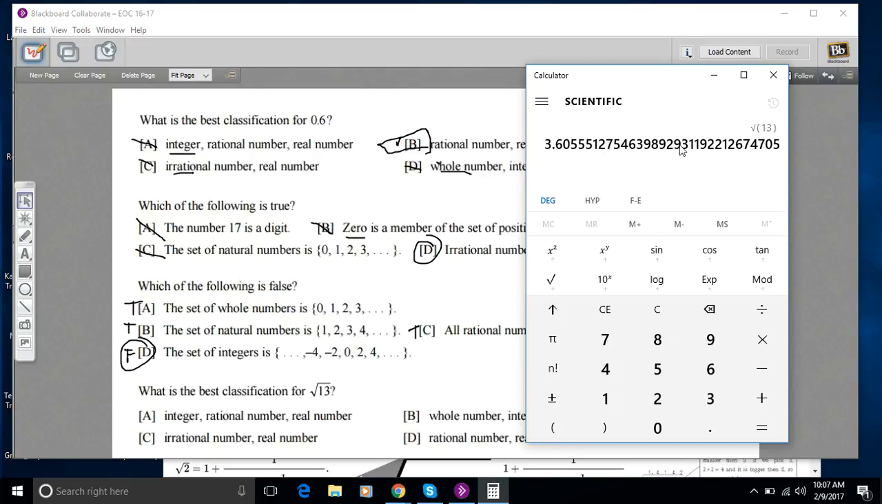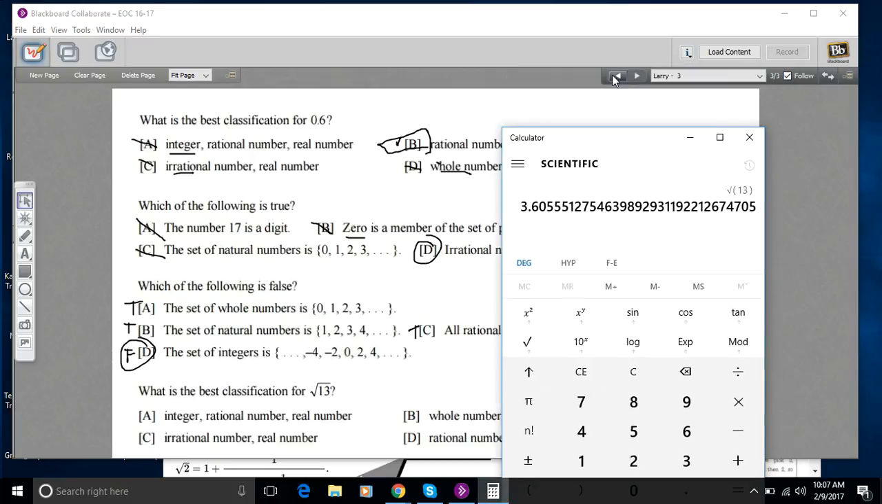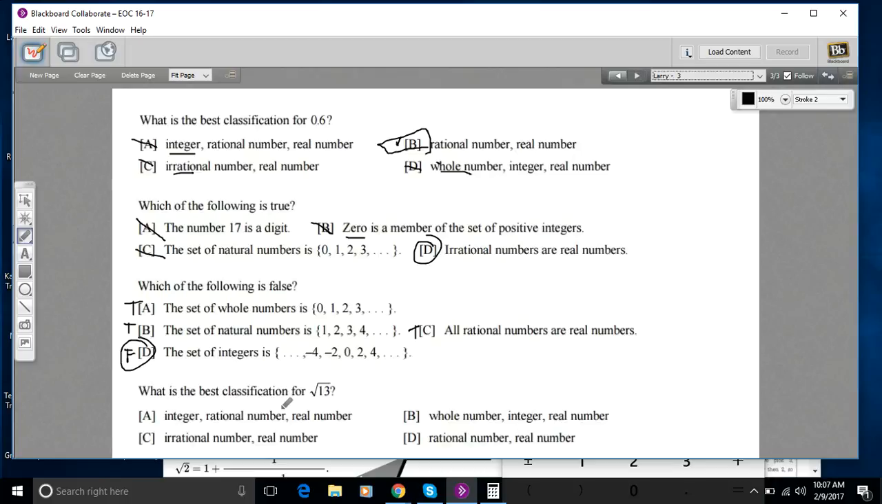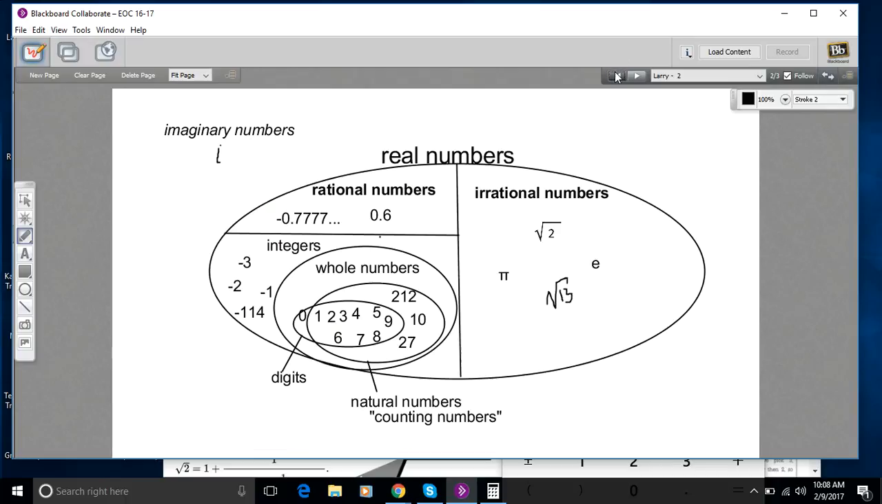3.605551275. So this looks like a number that goes on forever, and I don't see any repeating pattern in here. So this is a non-ending and non-repeating decimal. That is our definition of what an irrational number is. So the square root of 13 fits right here. And let's see, irrational number, real number, that's the best description for it. So that's a little bit of work with classifying numbers.